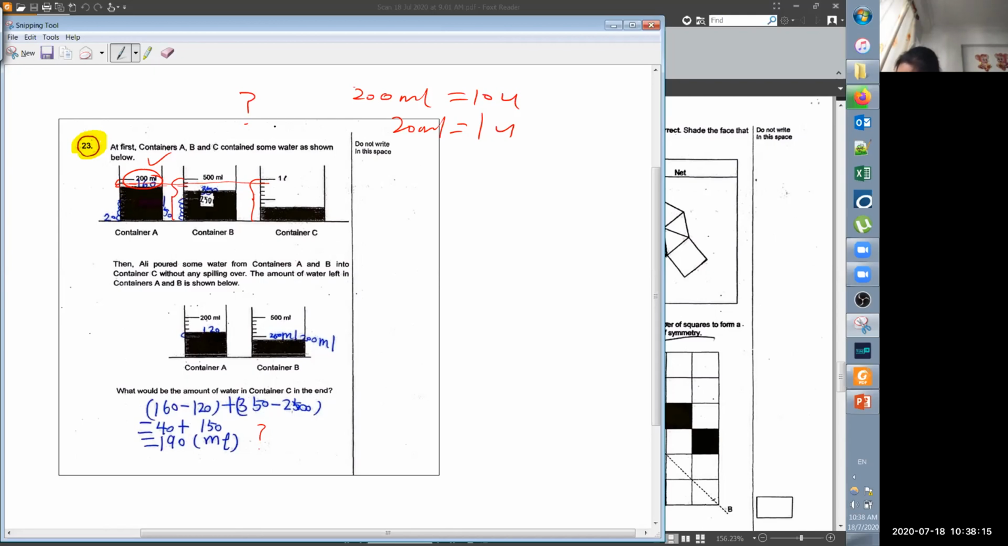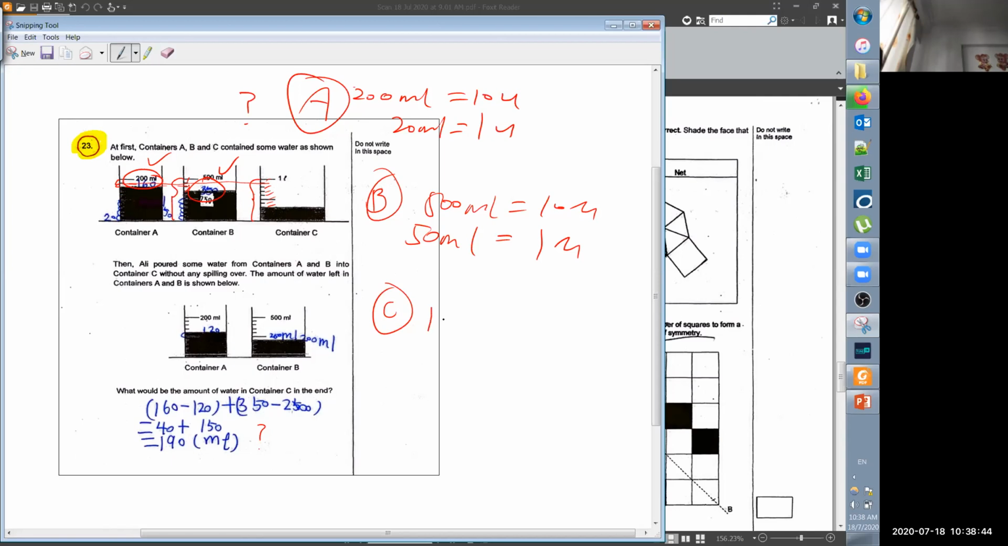So over here, this is the A scale. So the B scale is 500 ml is 10 U. So 1 U is 50. So it's 1, 2, 3. So 3 U. So that means you have 250. Correct. So over here, how many? 1, 2, 3, 4, 5, 6, 7. So 7, right? So C scale is 1 liter. That means 1,000.